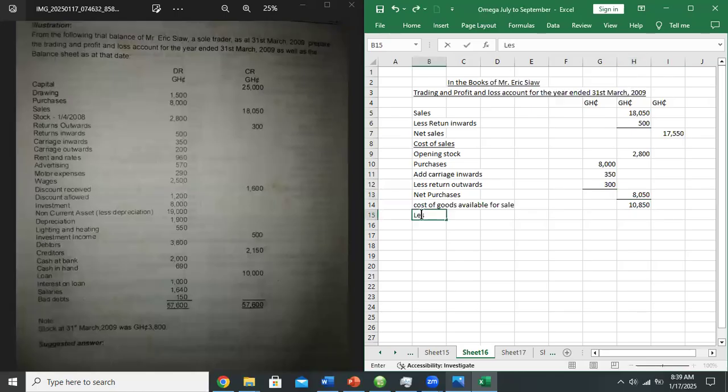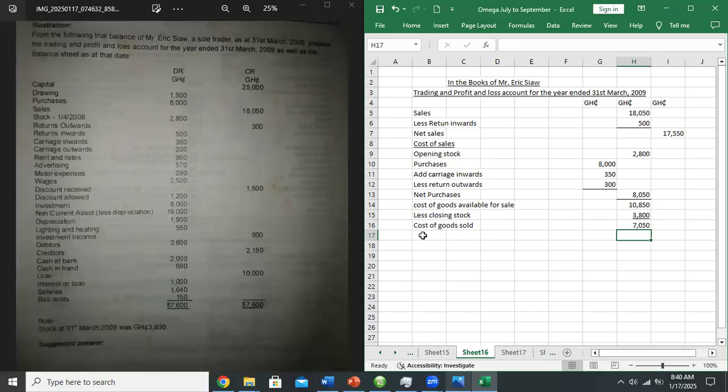After getting the cost of goods available, we less closing stock. So let's check for closing stock. And we are told stock at 31st March is 3,800. So that would bring us to the cost of goods sold. Please be very careful. Some students will write less closing stock, but they end up adding. Be very careful with your adding and subtraction, okay?